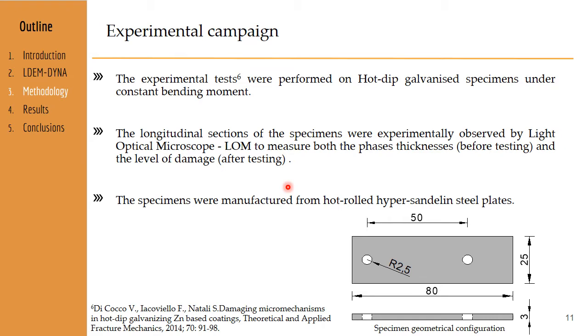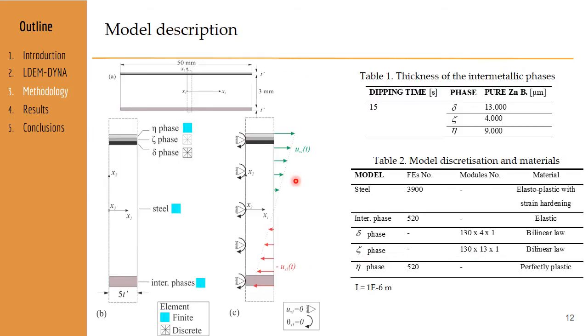So, the experimental tests were performed on hot dip galvanized specimens under constant bending moment. The longitudinal sections of the specimen were experimentally observed by a light optical microscope to measure both the phase thickness before the test and the level of damage after the test. The specimens were manufactured from hot-rolled high-strength steel plates. Here we have the specimen geometrical configuration.